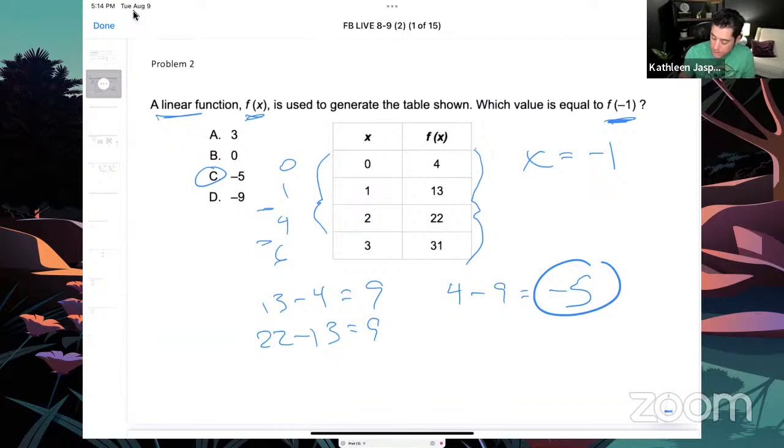So make sure you understand and you practice these types of problems where they're just tables, because the table has all the information you need, not necessary to really find the equation of the line, and then go ahead and figure out what it is that they want you to find.